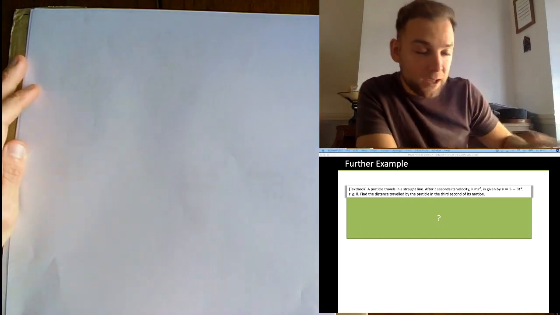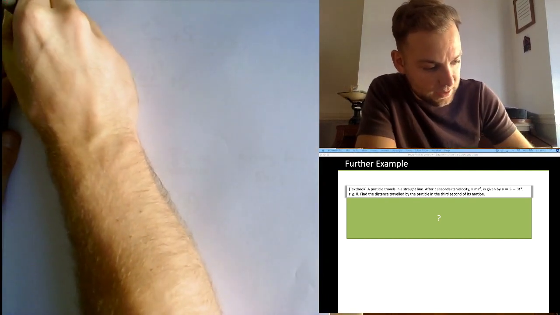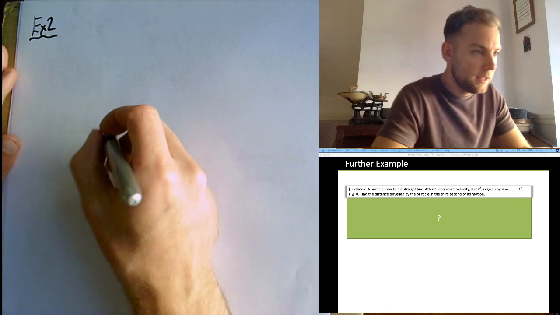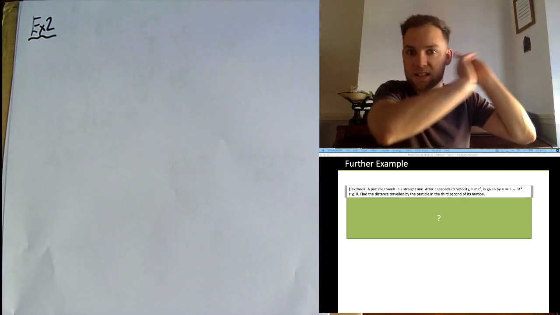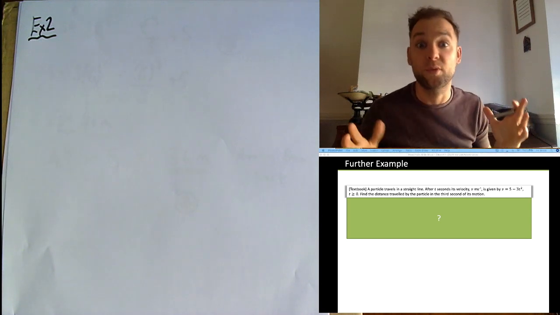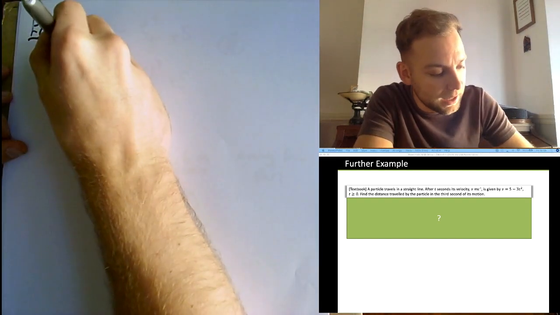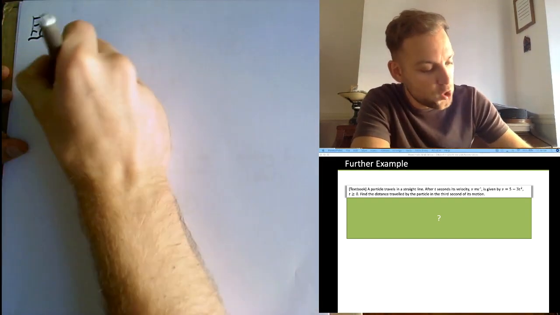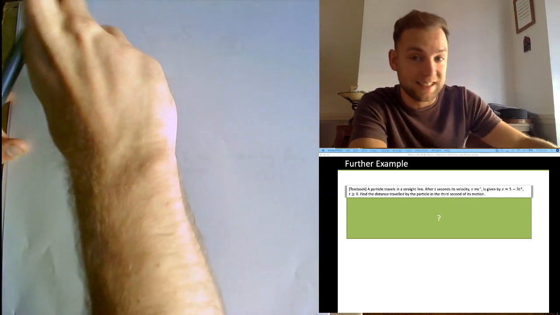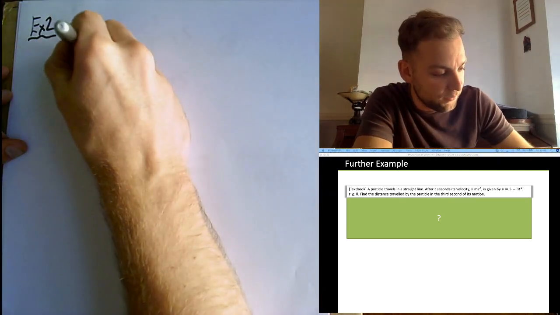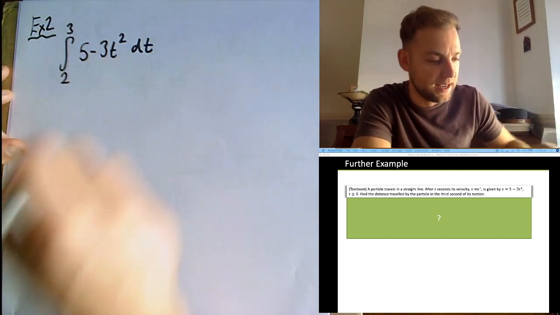Now, it can be confusing, and again, I do think this is sneaky. Because it says in the third second, especially in 6 or 7 months' time, when you come back to this, you might just go, oh, t is equal to 3. But it's not the case. It's the third second of motion. What you're doing here is integrating this between 2 and 3, so that's the third second of the motion. You're integrating 5 minus 3t squared with respect to t.